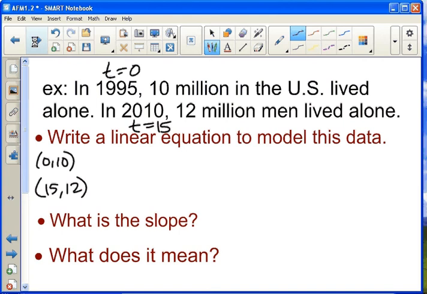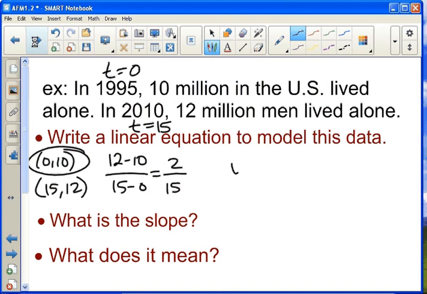We do that by finding the slope. I get a slope of 2/15, and this happens to be my y-intercept, so if I just use y equals mx plus b in this case, I'll get y equals 2/15x plus 10. So that is a model of this data. We took actual data, the fact of how many men lived alone in the U.S. in 1995 and 2010, and then we used an equation, a linear equation, to model that data.